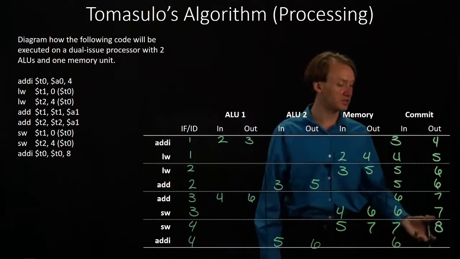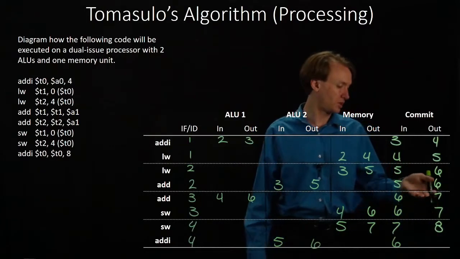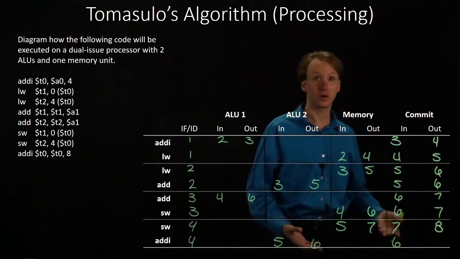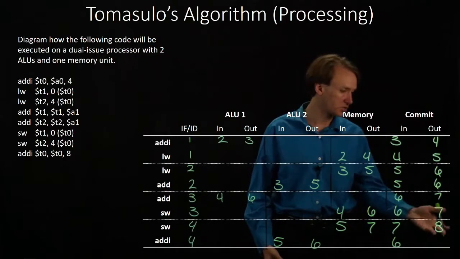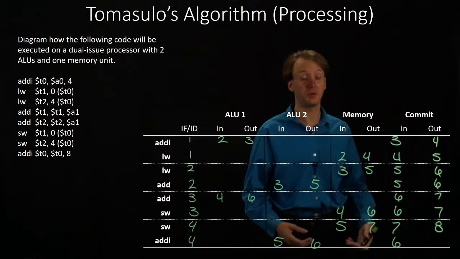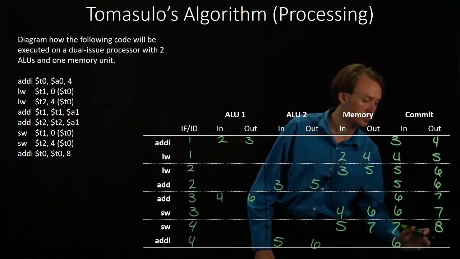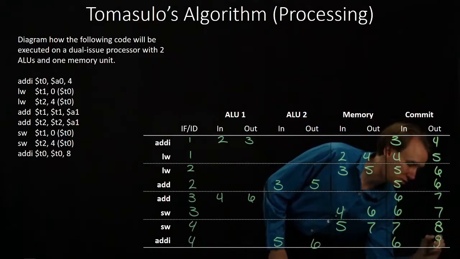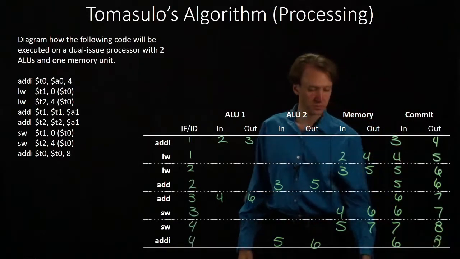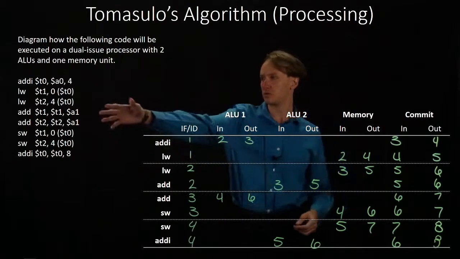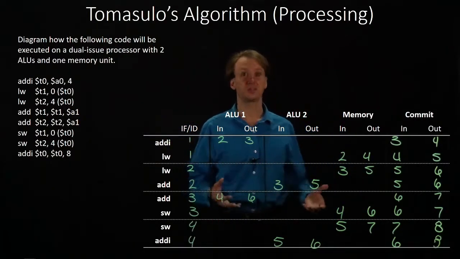And I can't commit it back in cycle 7. For one thing, both of my slots in cycle 7 are already full. For another, I have to be sure to wait until all of the previous instructions have been committed. So this instruction can also be committed in cycle 8. And that's how this set of 8 instructions would be processed by the hardware.